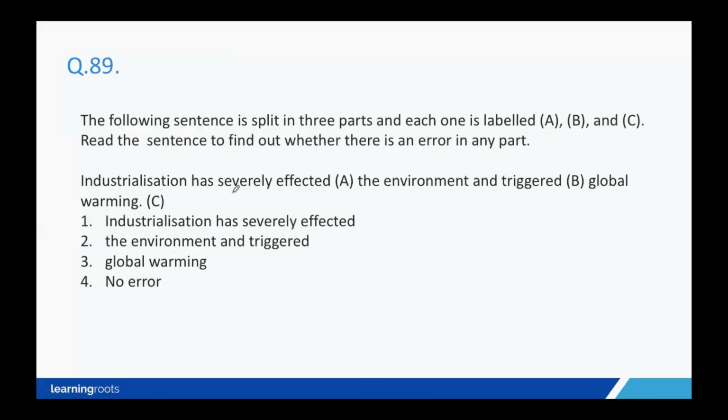Okay, what about this one? Industrialization has severely affected the environment and triggered global warming. Has severely affected, okay, with an A and not with an E. So industrialization has severely affected the environment and triggered global warming. So one should be the answer for this.